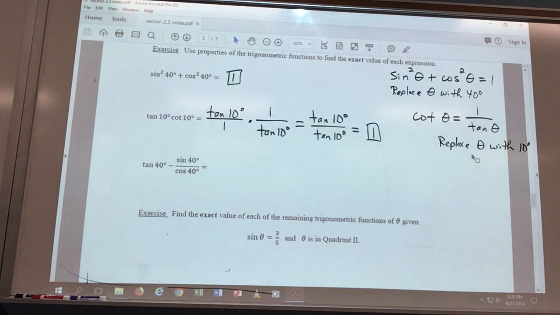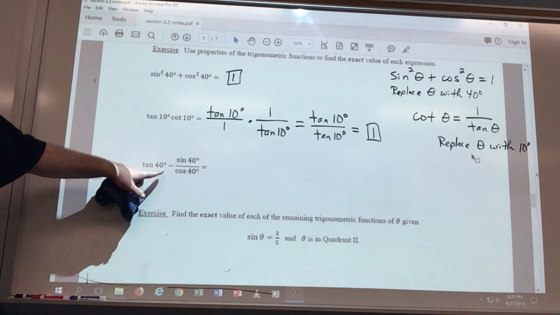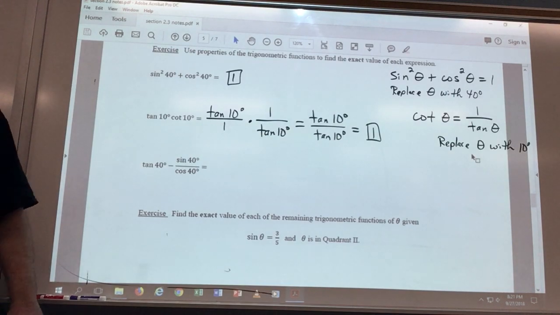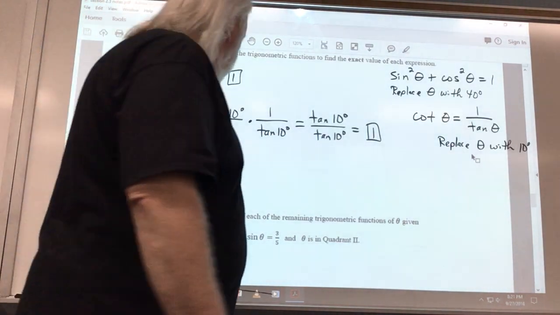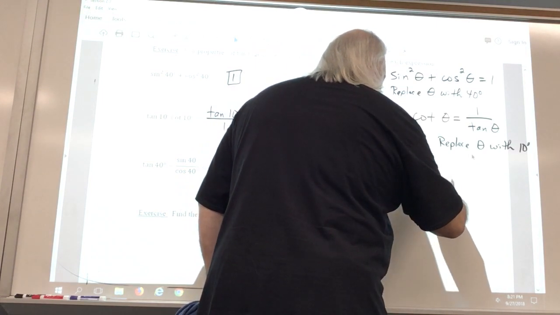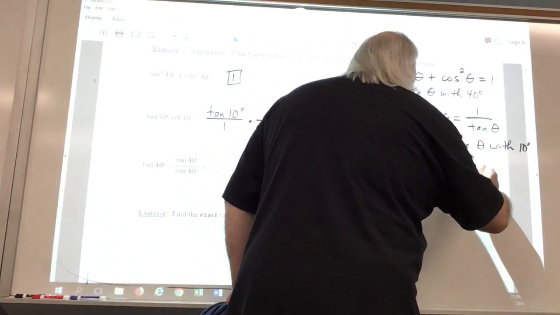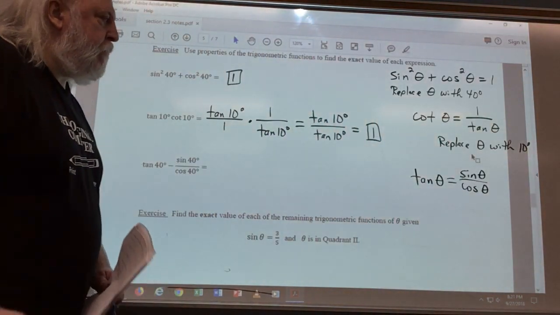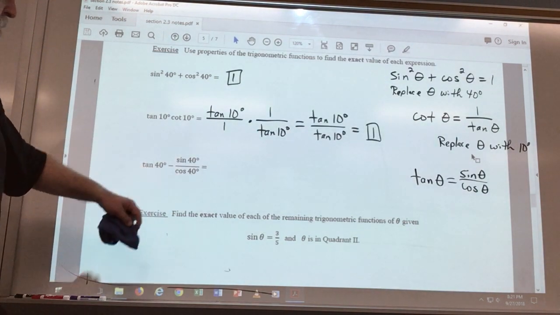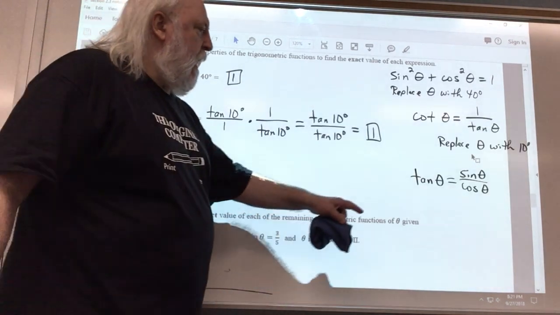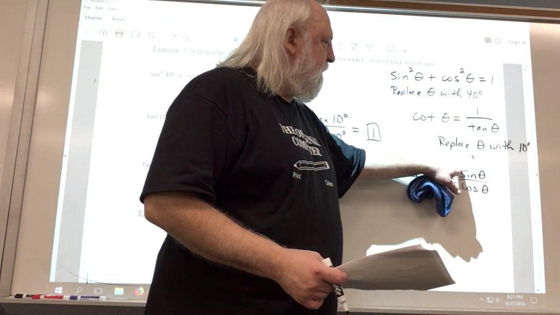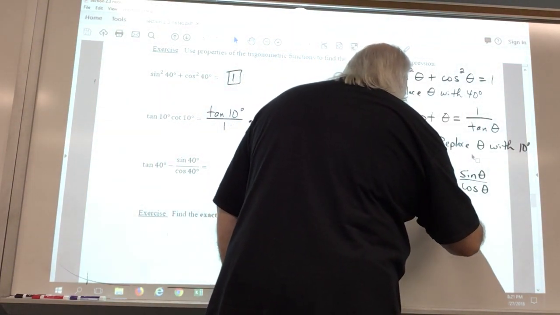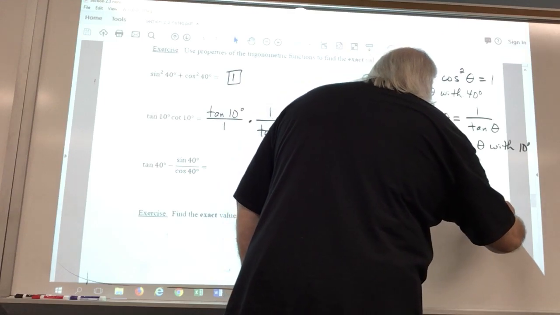All right, lastly, we have tangent 40 degrees minus the sine of 40 degrees divided by cosine 40 degrees. What's that equal to? Well, from the previous page, we know that the tangent of theta for some angle theta is equal to sine theta over cosine theta. So if I replace theta with 40 degrees, I have the tangent of 40 degrees is equal to sine of 40 degrees over cosine 40 degrees. Right? I just replace theta with 40 degrees.